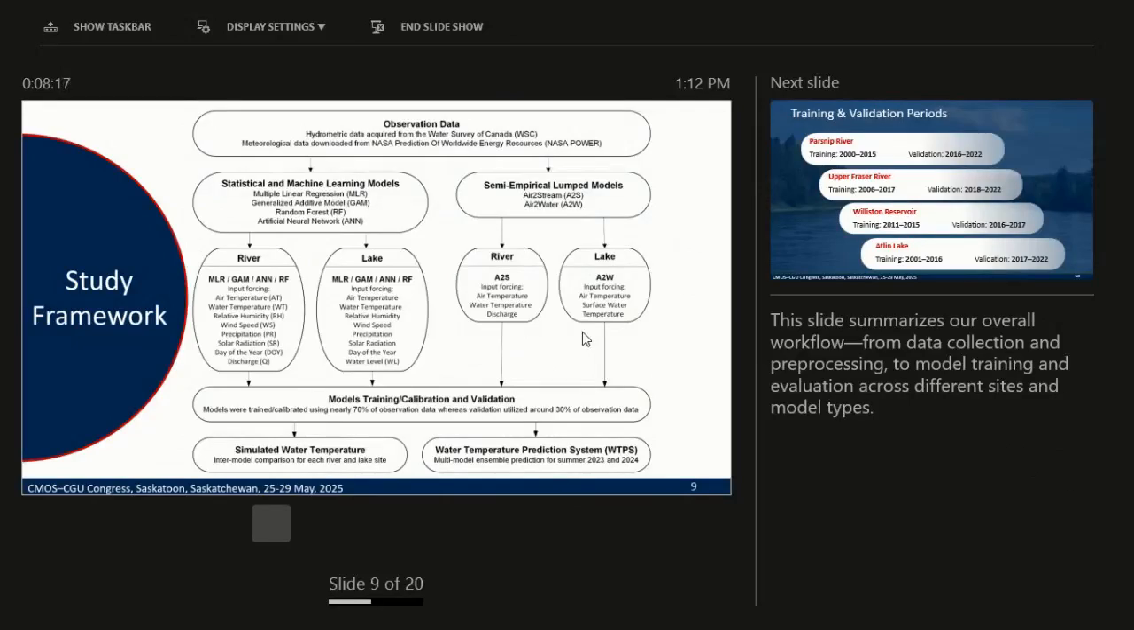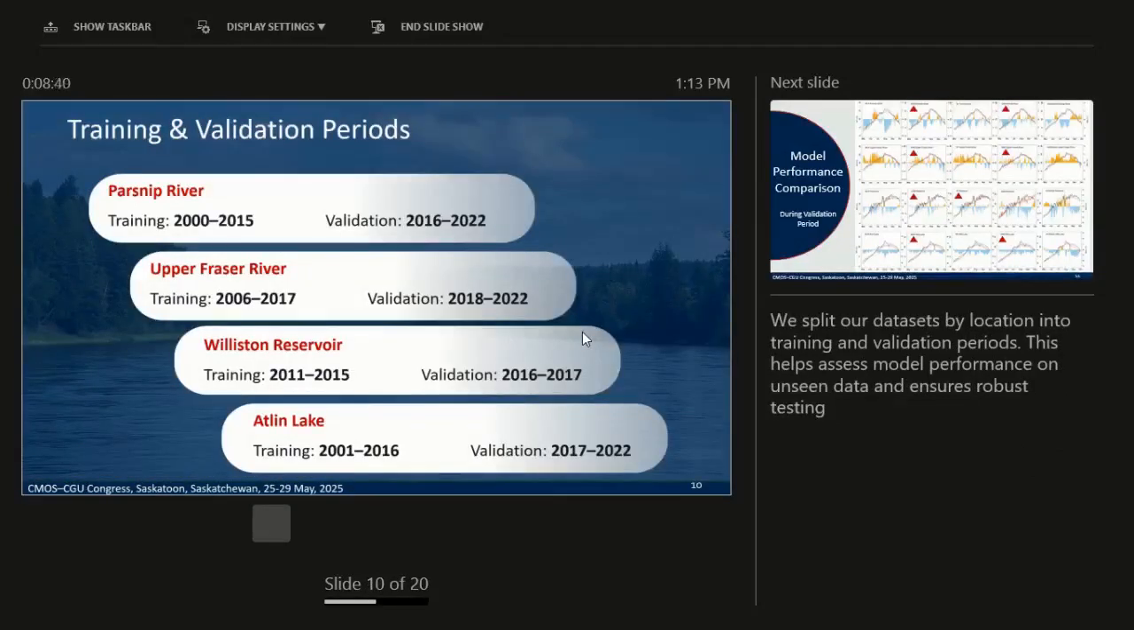So at the end, we predict the water temperature with all of these models, compare them, pick the two top performers, and develop a water temperature prediction system to be trained over the historical data and predict water temperature for 2023 and 2024 without relying on observation data. So here's a portion of data that we use for calibration and validation for these sites. The validation period was up to 2022, except for the reservoir, where we had some limitation. There was a gap in data from 2007 to 2022.